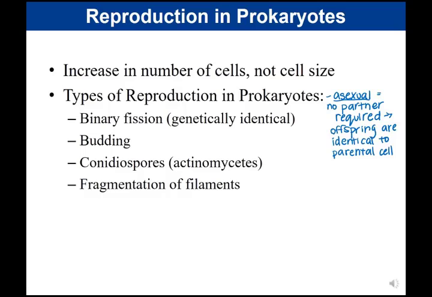We can also have what are called conidiospores. Conidiospores are formed in a type of prokaryotic cell, Actinomycetes. This is a type of bacteria that is fungal-like. So this is a fungal-like bacteria, and it reproduces using conidiospores, like fungi do as well. Some prokaryotic cells reproduce by fragmentation of filaments, etc. But again, this type of reproduction is going to be asexual. The offspring are going to be identical to the parental cell.